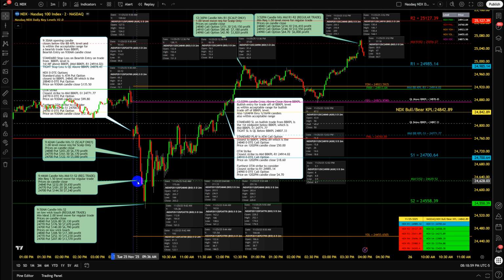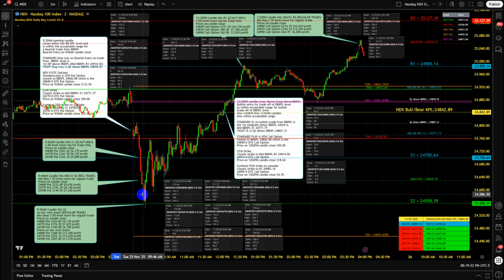But here on this candle close, as you can see, this candle close did also close slightly below the mid S1, S2 level. So the 24,840 put was $232 on the bid, $9,650 profit per option. 24,770 put, $181.20. That's $8,140 profit per option. 24,700 put, $144.50. $7,240 per option.